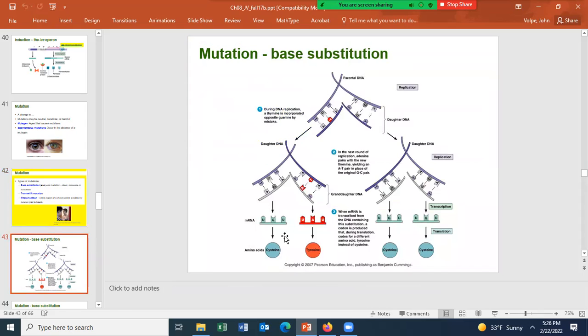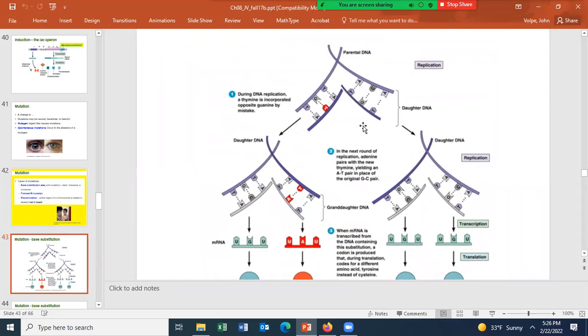A base substitution is where the wrong nucleotide gets inserted. So instead of C going there, T is put in there. And then when this gets replicated, the A will be put in. And now this mutation is fixed because there's a T and an A in there.